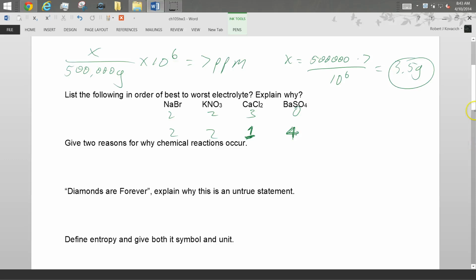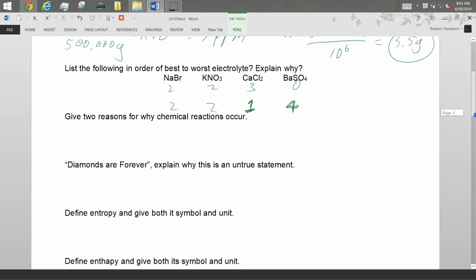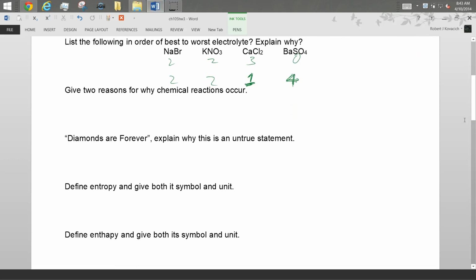It wouldn't matter which one of those 2 you put in, you get the same effect off of it. Okay. Two reasons why chemical reactions occur: less energy, more disorder. So if a chemical reaction can occur and the products have less energy and the products have more disorder, then a chemical reaction wants to happen all by itself.